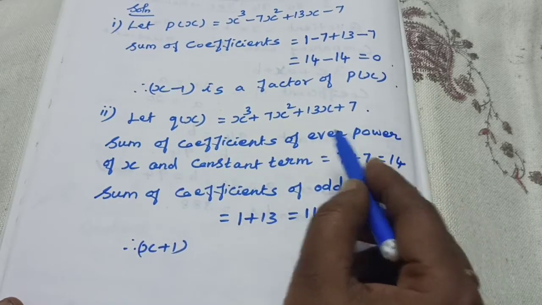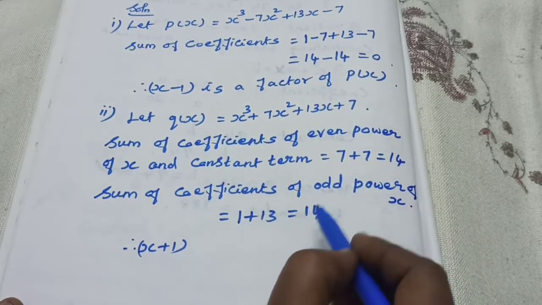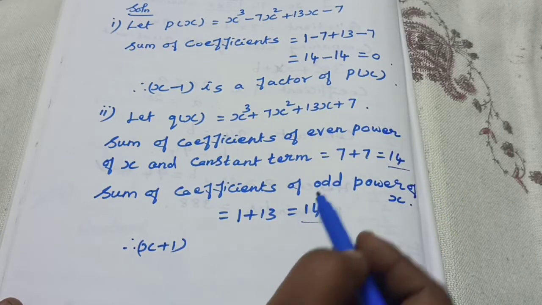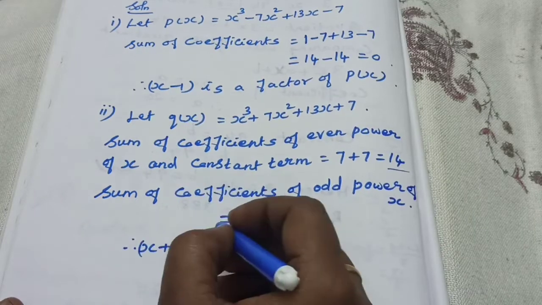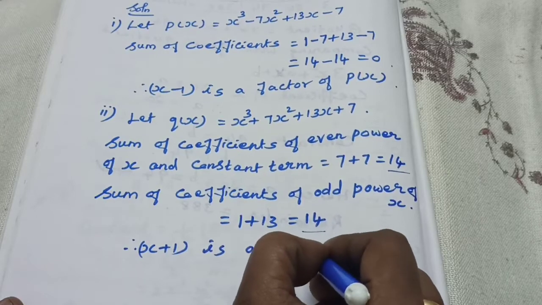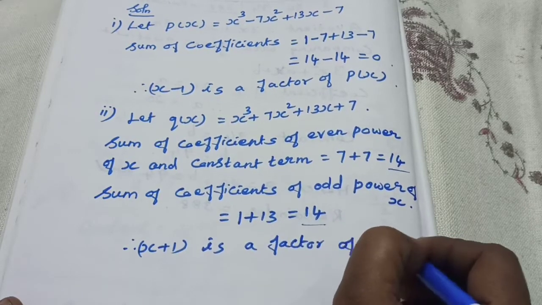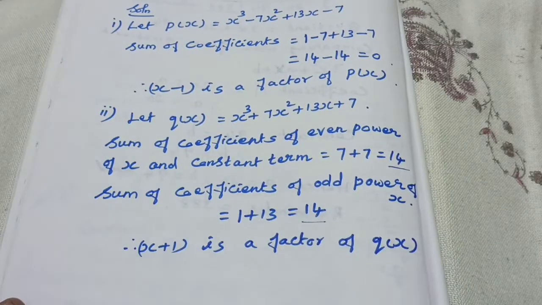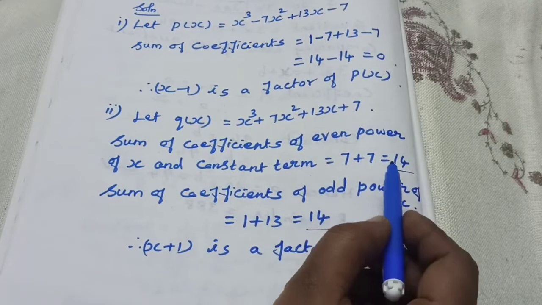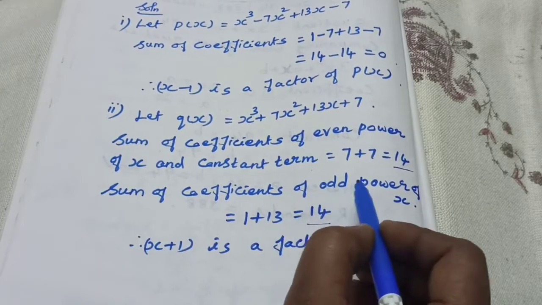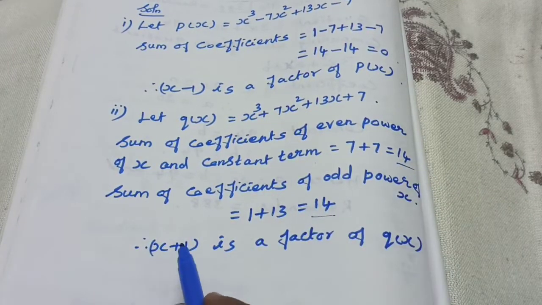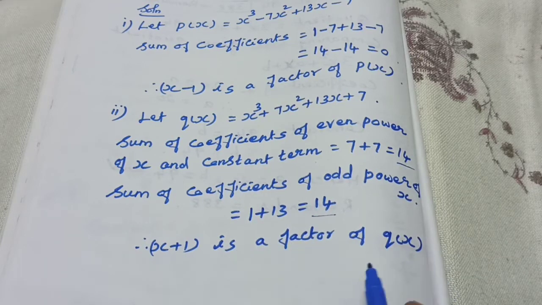How? The sum of the coefficients of even powers and constant term, and the sum of the coefficients of odd powers, these two are equal. We got here 14, here also 14. Correct? These two are equal, so at once we can write that x plus 1 is the factor of q of x. We took here q of x, isn't it? Therefore, x plus 1 is the factor of q of x.